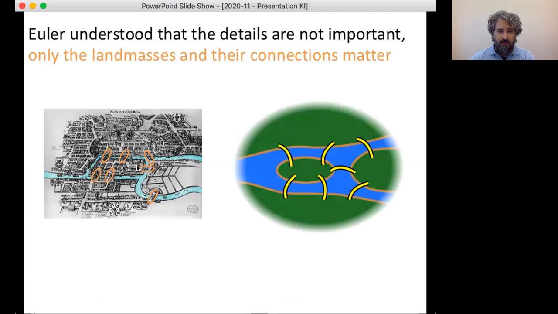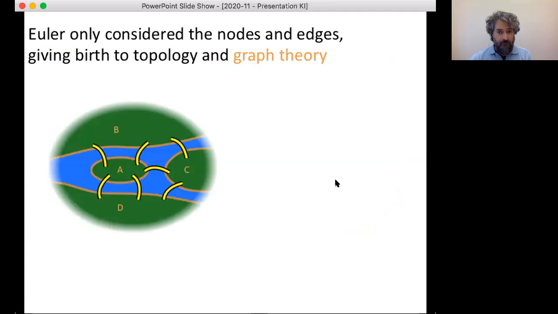One way of doing that is looking at this city as a series of land masses and bridges. That's really everything we need to know. We don't really care about the exact buildings and churches and the names of the streets. So we see that we have 4 land masses. Let's call them A, B, C, and D, and 7 bridges between them. So now we are left with this much simpler system.